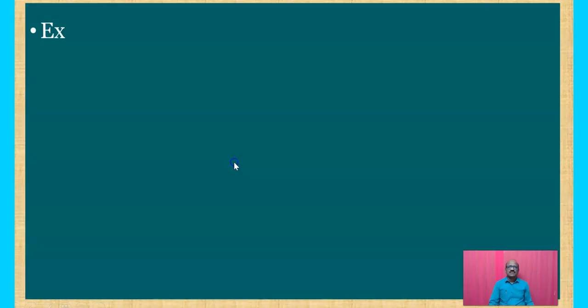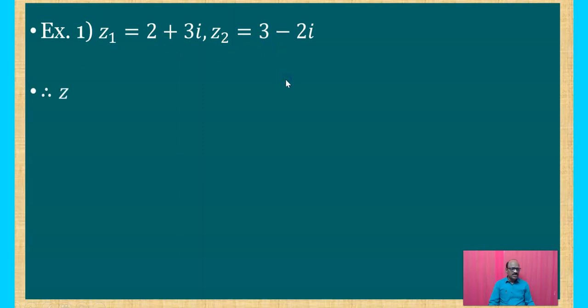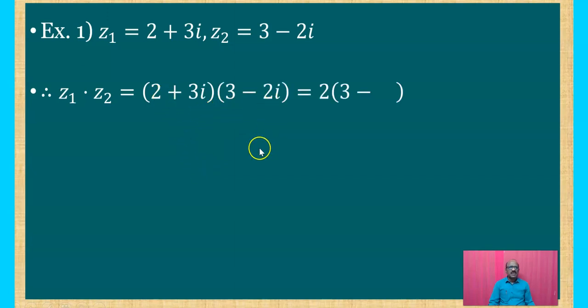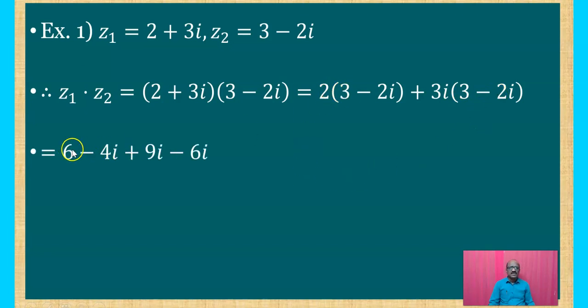Next is the first example. z1 equals 2 plus 3i and z2 equals 3 minus 2i. Then z1 into z2 equals (2 plus 3i)(3 minus 2i). This is normal multiplication. 2 into this whole bracket, 3i into this whole bracket. Then you will get 6 minus 4i, and next is 9i minus 6i square. First is 6 minus 4i. Next is 3i into 3, that is 9i, and 3i into minus 2i, that is minus 6i square.